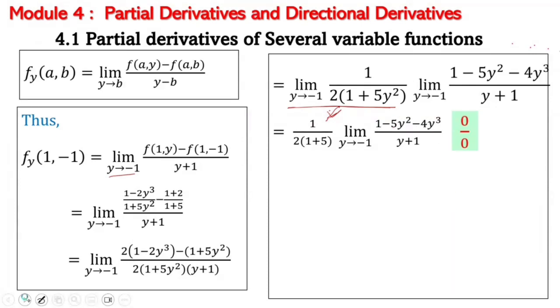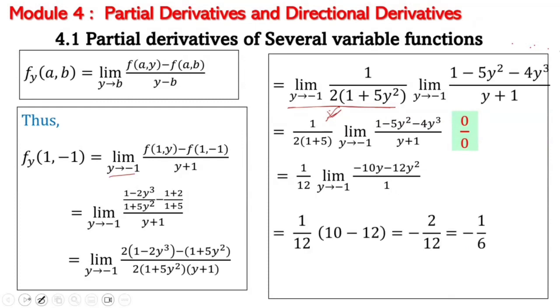So clearly you will see that this is 0 over 0. So we can apply L'Hopital's rule, and then we'll have this form: 1 over 12, and then it will be minus 10y minus 12y square over 1. And then put y equal minus 1 and simplify it. You will get the answer as minus 1 over 6.